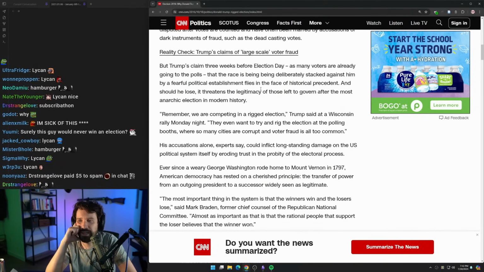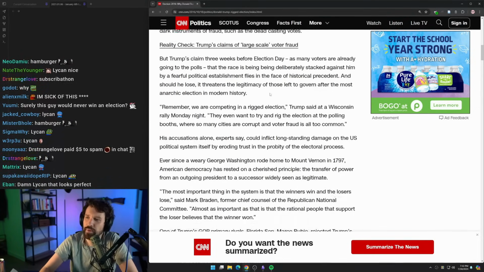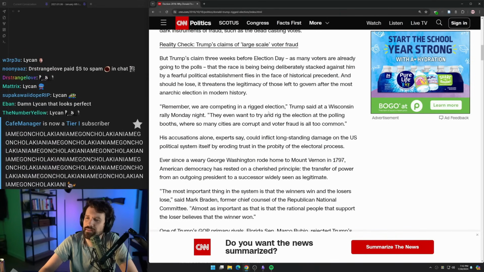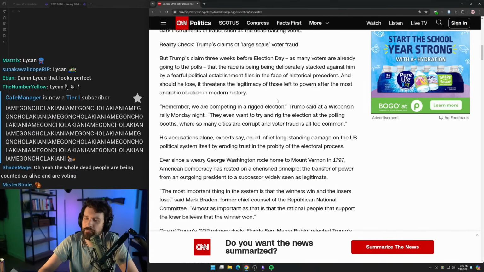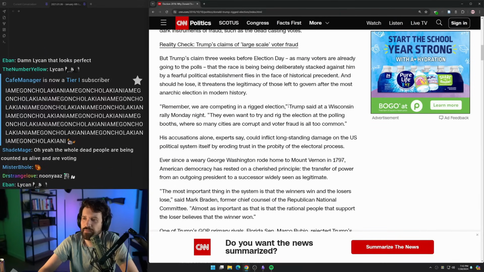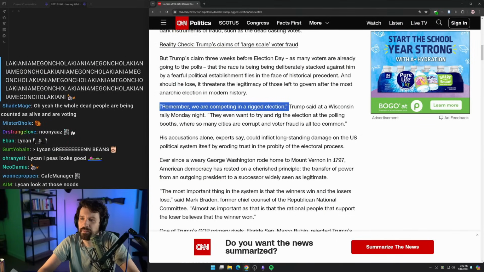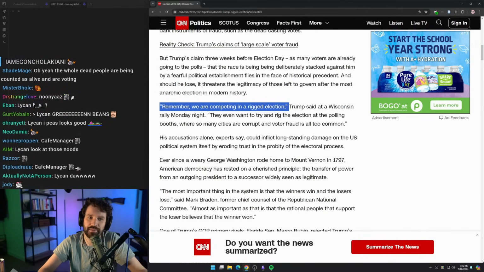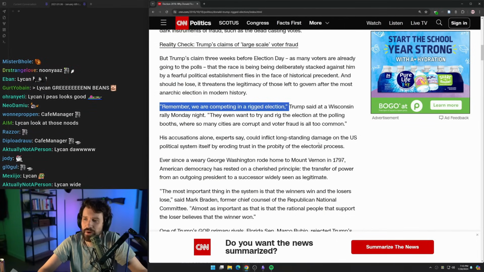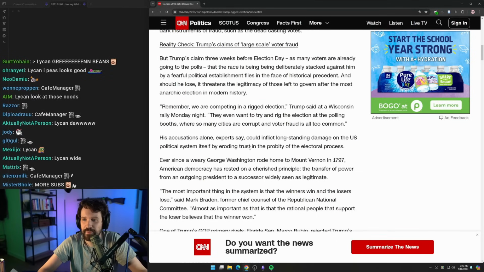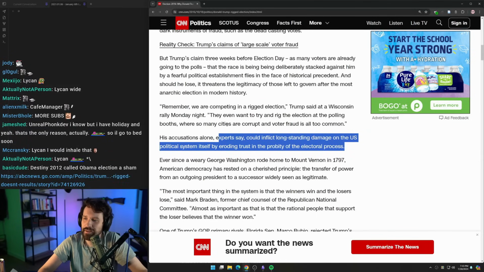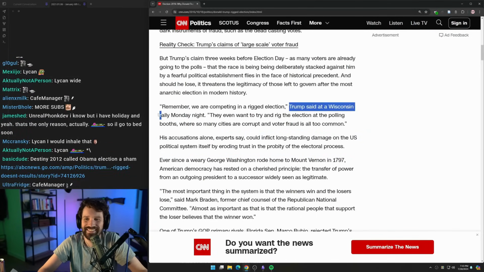Remember, we are competing in a rigged election, Trump said at a Wisconsin rally Monday night. They even want to try and rig the election at the polling booths, where so many cities are corrupt and voter fraud is all too common. His accusations alone, experts say, could inflict long-standing damage on the U.S. political system itself by eroding trust in the probity of the electoral process.